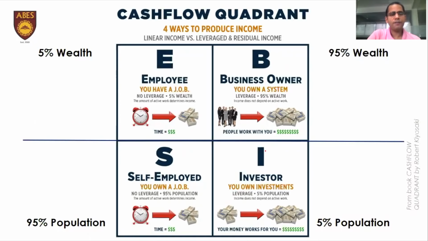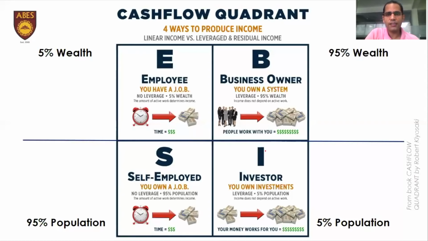All right, in the left side, 5% wealth, and right side the wealth is 95%. In the left side, 95% population, and the right side there's a 5% population. If a person chooses employee or self-employed, it means that 5% wealth is shared among the 95% population. In the other side, 95% wealth is shared among the 5% population.